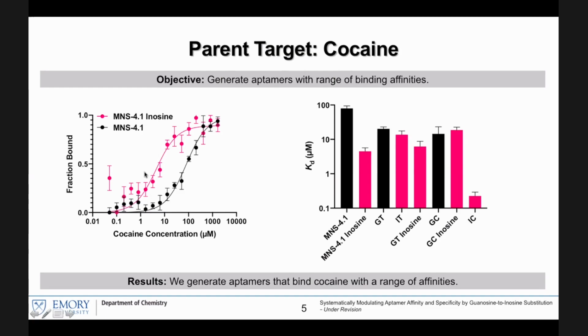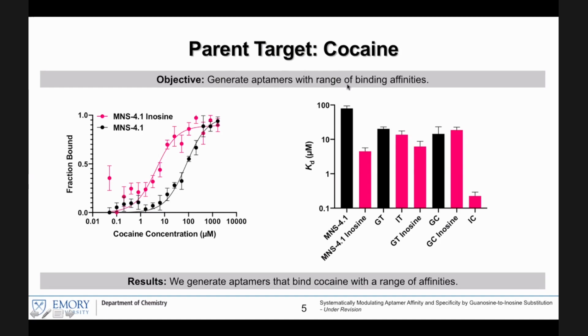Going forward, we're going to look at our MST binding curves. For those who are not familiar with binding curves, we are looking for this midway point, which is our dissociation constant, or our KD. In other words, this tells us when half of our aptamers are bound to whatever target. In this case, we're looking at cocaine. And what we see is that we actually do successfully generate aptamers that bind with a range of affinities.